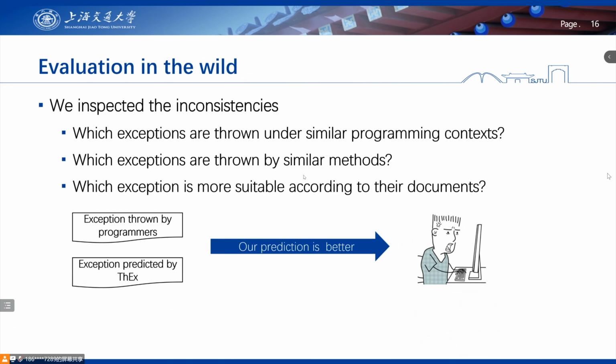We use three criteria to determine which one is better. First, we analyze which exceptions are slow under similar programming contexts. Here, we mainly consider the code structures. Second, we analyze which exceptions are slow by similar methods. Here, we mainly consider method names. Finally, we read the documents of exceptions to learn which one is better.